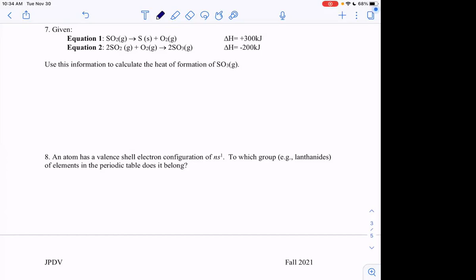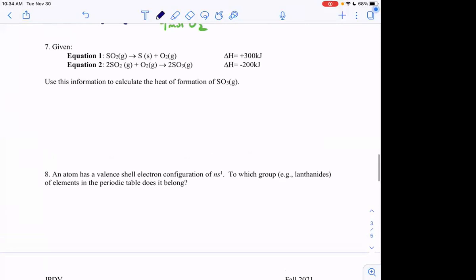So use this information to calculate the formation of SO3. So now we have to write that reaction. That's what's not given to you, the reaction that you need. So someone tell me what this is going to look like. What would a formation reaction for sulfur trioxide be?